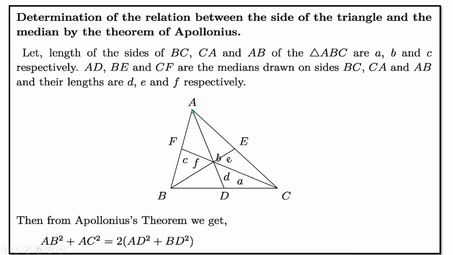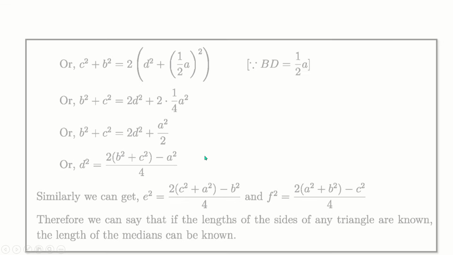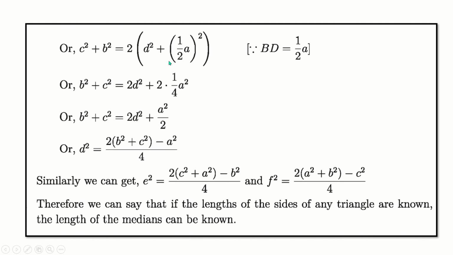Putting the value, follow. AB means c, so c square, and AC means b square. As here is 2, dividing on both sides we can write 2, and AD means d and BD means half of a, because D is the middle point of BC, as a result BD equals CD. That means c square plus b square over 2 equals d square plus half of a, or a by 2 whole square, as BD is equal to half of a.